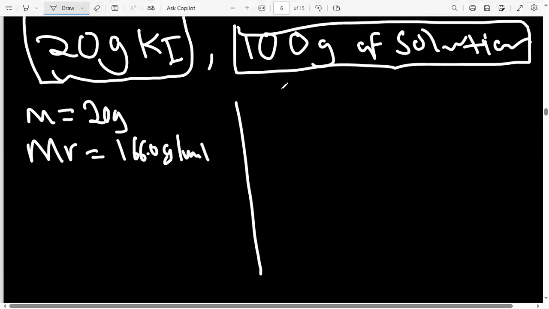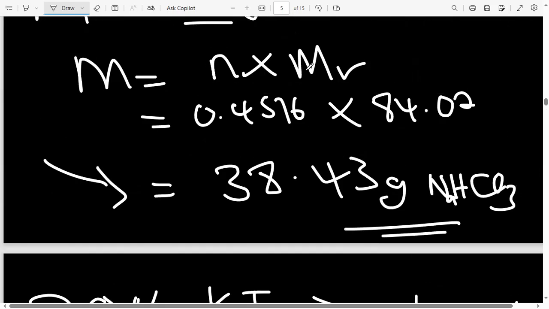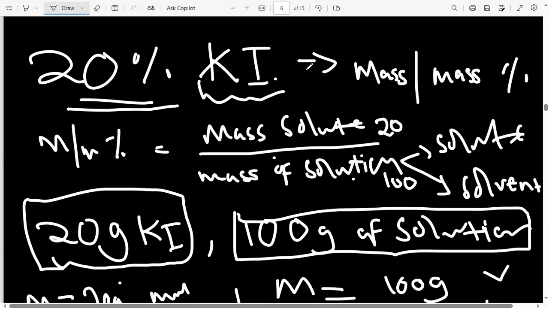Okay, and then here the mass that we are dealing with is the 100 grams of the solution, and remember that we were given the density here, which was 1.2012 grams per milliliter. So from here we are going to find the moles. Then we're going to find the volume, and once we have the mass and the volume, we're just going to put them in which formula?